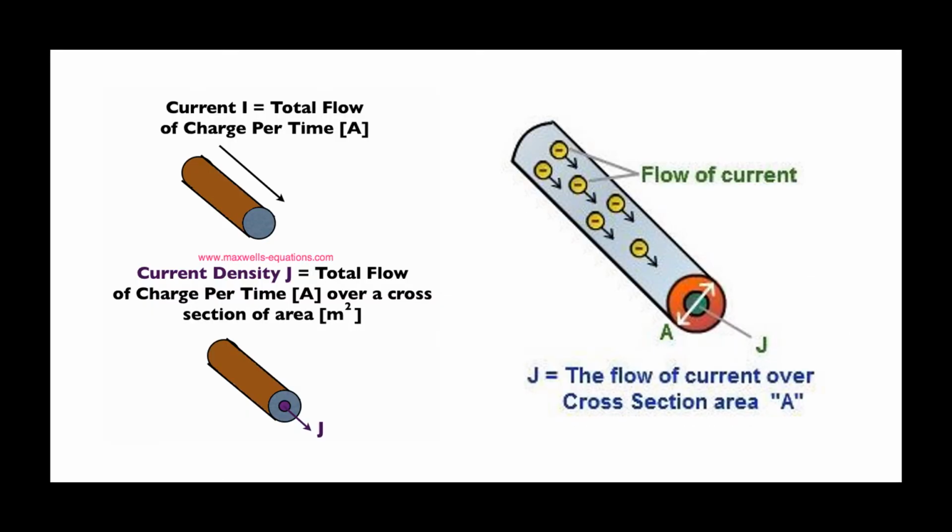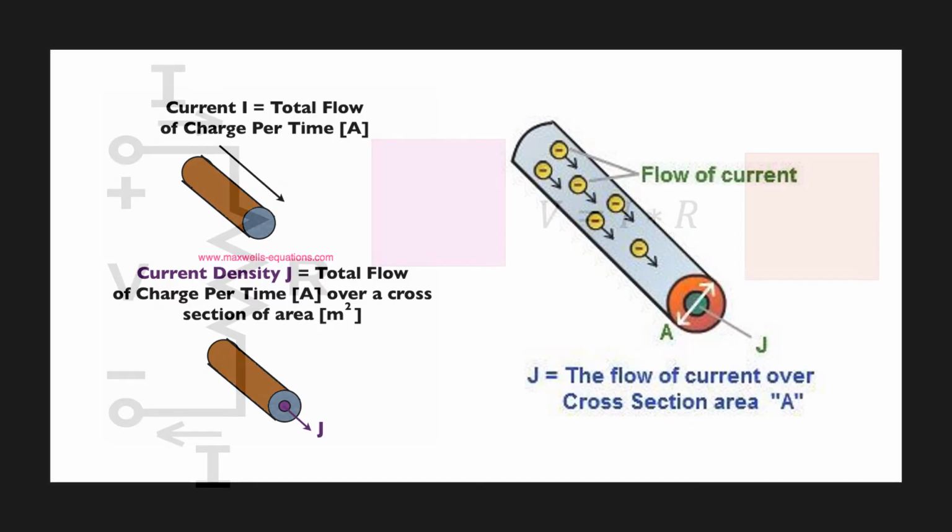This is clear. Now we want to know about the current density. Actually this current is moving across a membrane, so the membrane has a surface area. So what is current density? It is the total flow of charge per time, that is current, over a cross-sectional area of the cell, per meter squared. That is known as the current density. And if we consider the current density of the membrane, it can be calculated by Ohm's law.